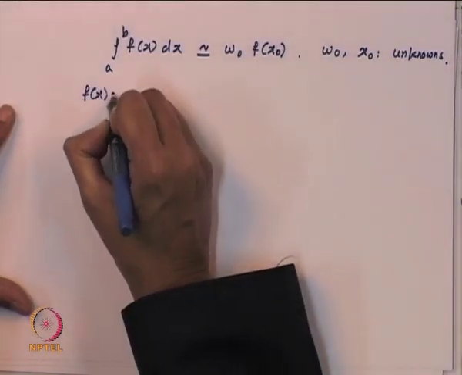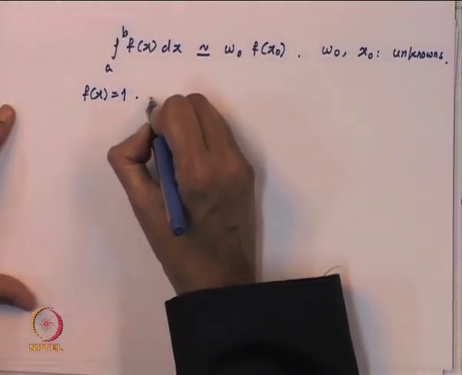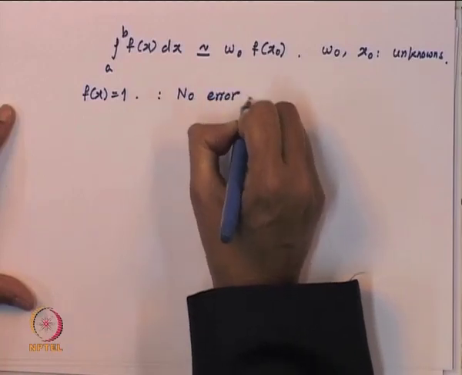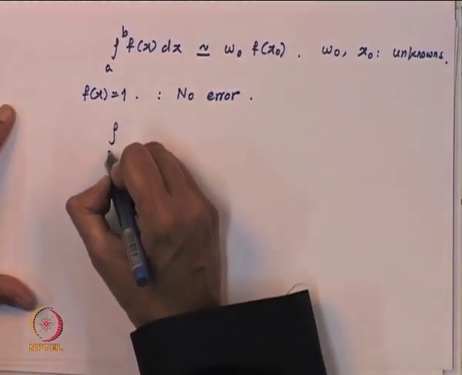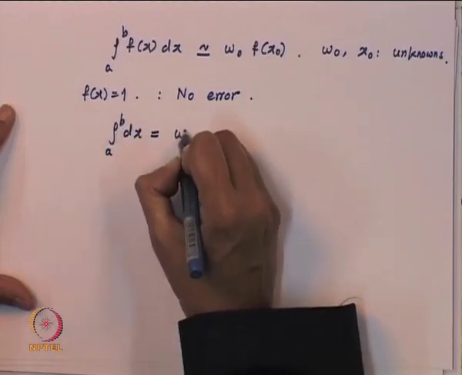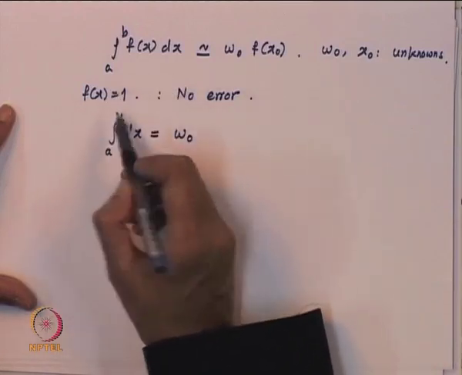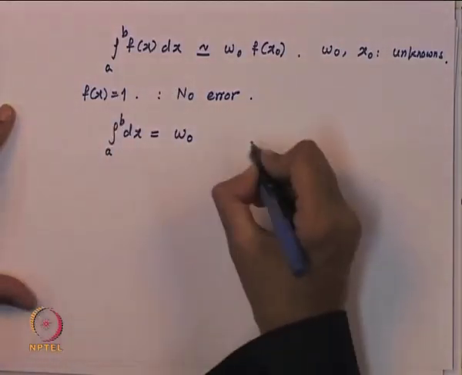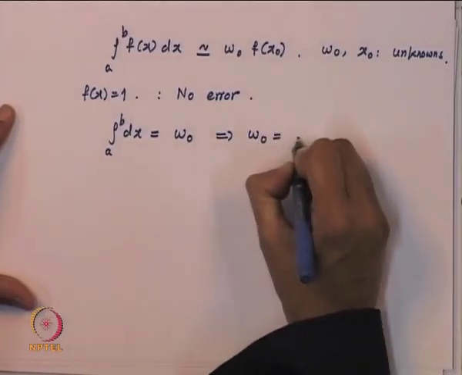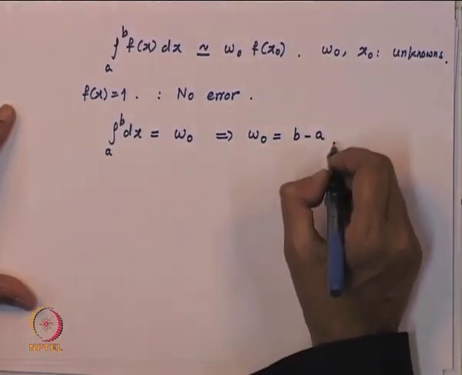f(x) is equal to 1, the constant function. We want that there is no error. That means the integral from a to b dx should be exactly equal to w0 f(x0), f(x) is 1, so it is equal to w0. So this imposes the condition that w0 should be equal to b minus a.